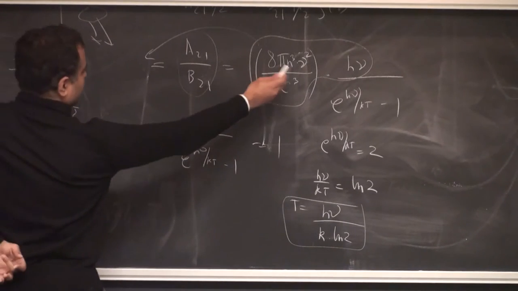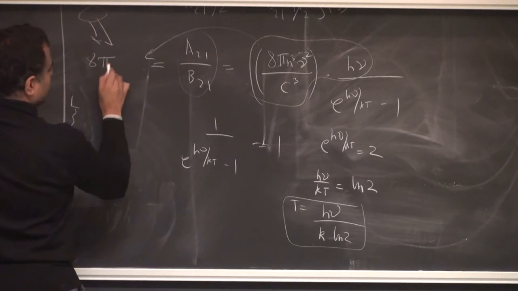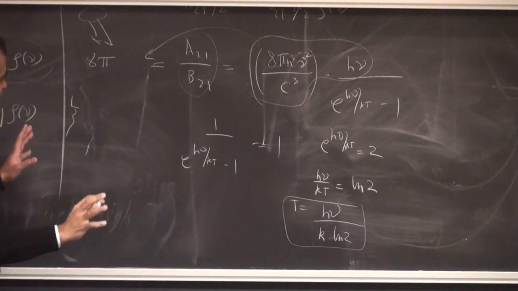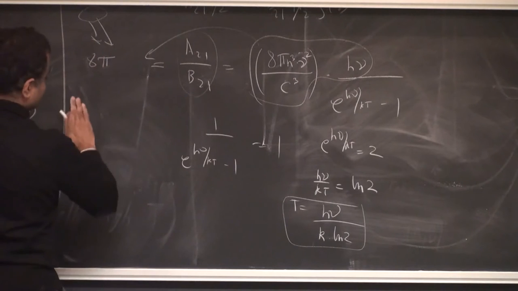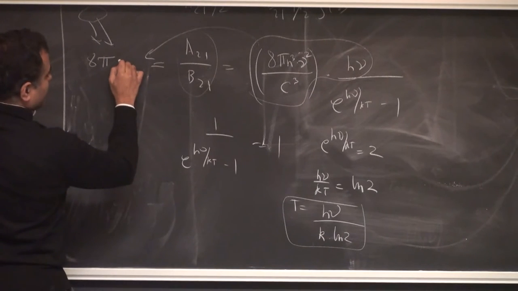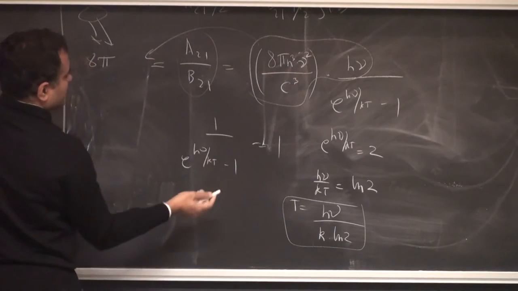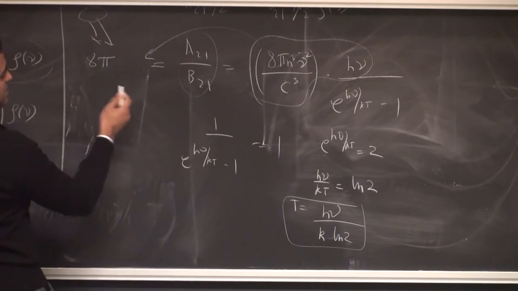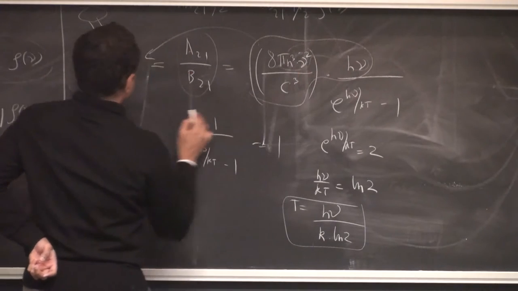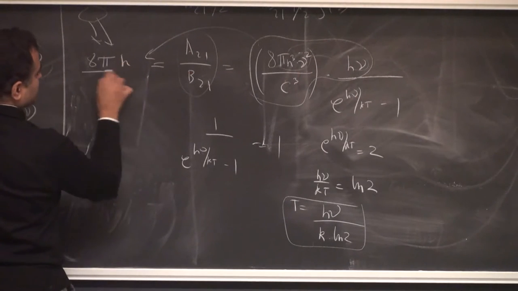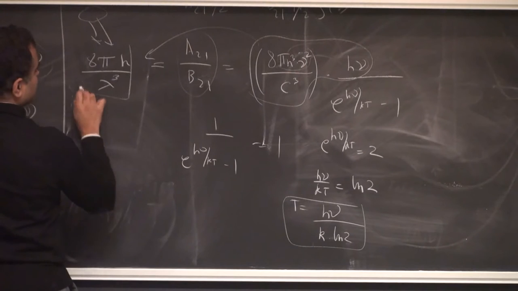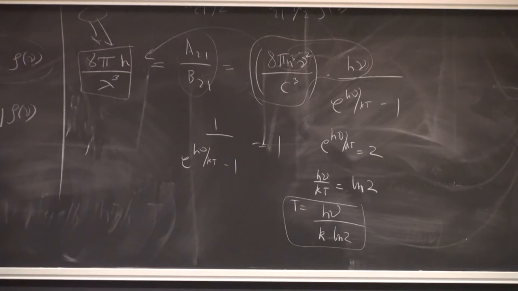And just to simplify it so you can remember it more easily, this formula appears somewhere in your book a couple of times, I forget, in chapter 8 and others. If you look at c over n, that's wavelength. So a good way to remember is it's 8 pi times Planck's constant by the cube of the wavelength. That's A21 by B21 for any wavelength.